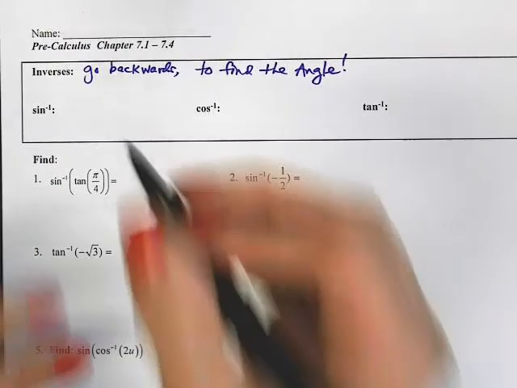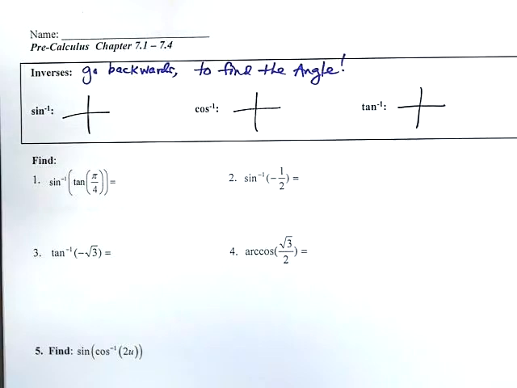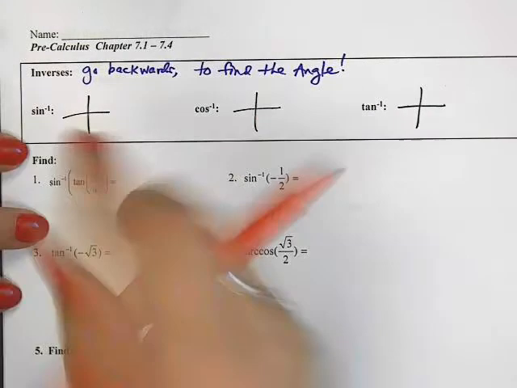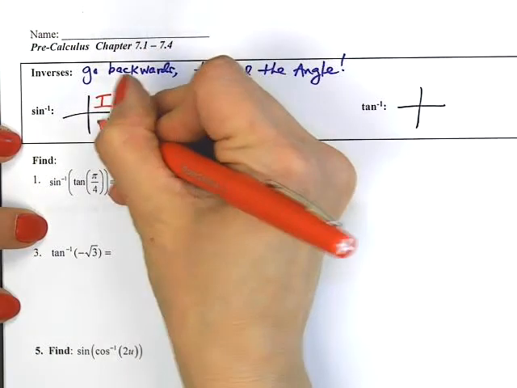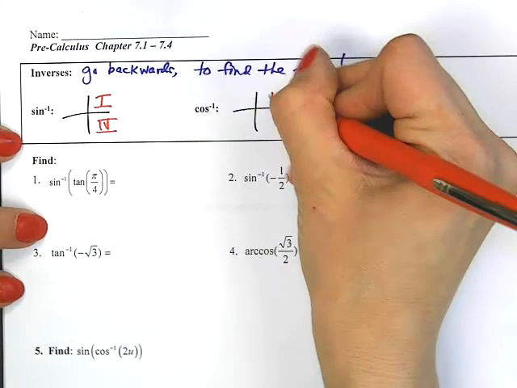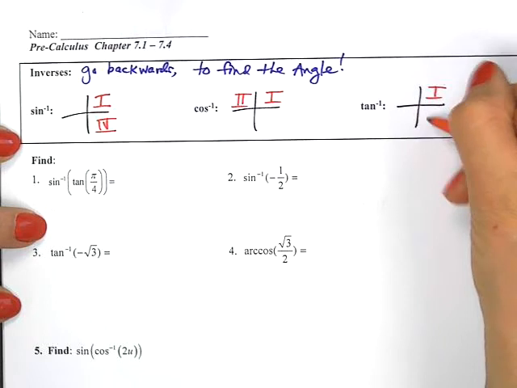Okay, so for sine inverse, where were we allowed to look? You only can look in two quadrants. One of the places is positive and one of the places is negative. So for sine, we're going to look in quadrants 1 and 4. For cosine, we're going to look in 1 and 2. For tangent, we're going to look in 1 and 4.